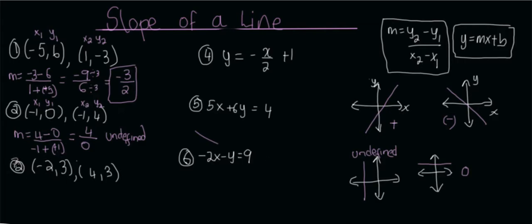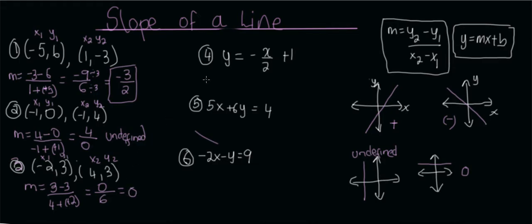This is supposed to be number 3, my third example. So I have x1, y1, x2, y2. My y2 is 3 minus y1, which is also 3. x2 is 4 minus x1, which is a negative 2. 3 minus 3 is 0. 4 minus negative 2, that is 6. 0 divided by 6 is 0. That's the slope of the line, which tells you this is a horizontal line. All horizontal lines have a slope of 0.